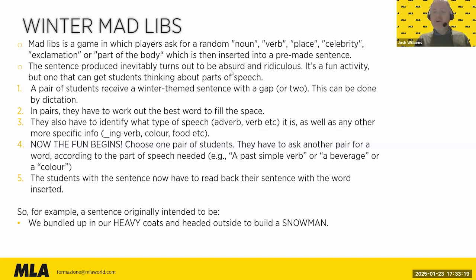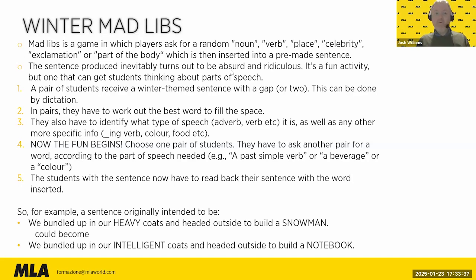So what I say to people, and again, it won't work with you because you've seen the whole sentence, but I say, give me an adjective and a noun, not necessarily together, but one adjective and one noun. So some students could say, for example, the adjective could be intelligent and the noun could be notebook. We bundled up into our intelligent coats and headed outside to build a notebook. It might seem a bit banal here, but it can be really fun.